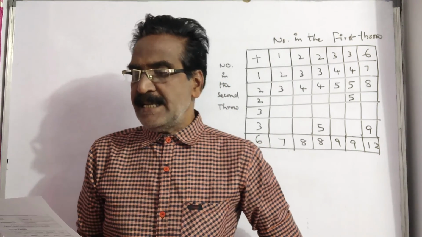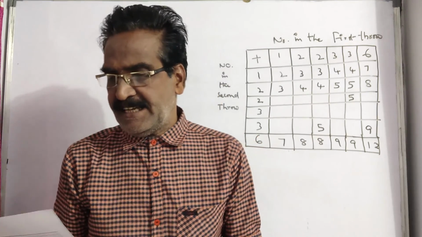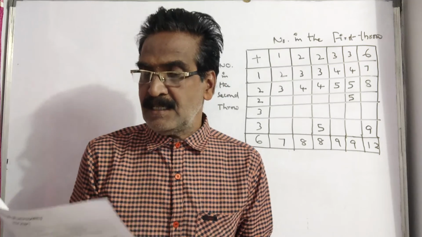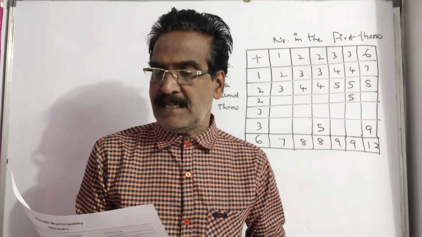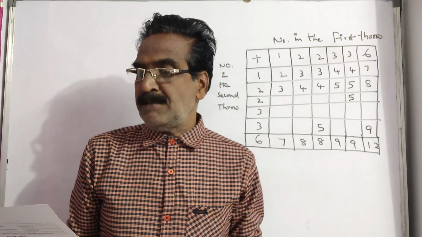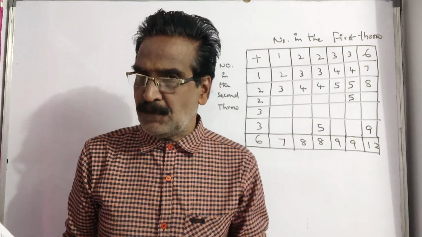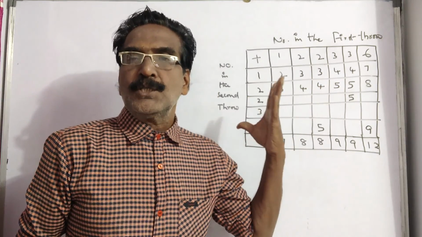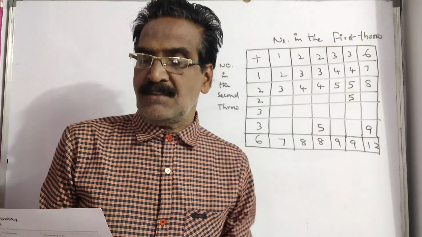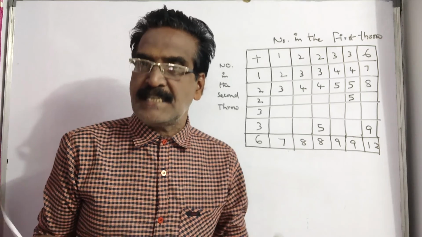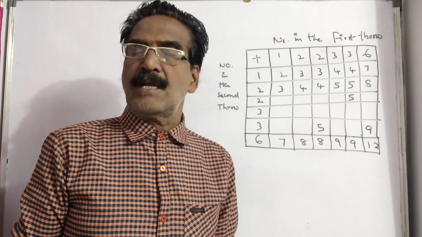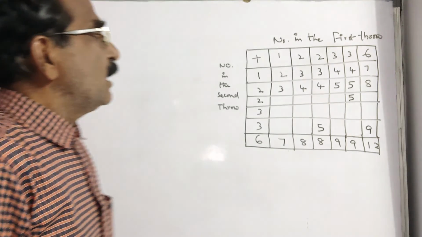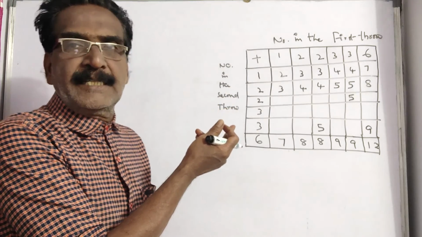2. A die is numbered in such a way that its faces show the numbers 1, 2, 2, 3, 3, 6. It is thrown 2 times and the total score in throws is noted. Here this table is given to you. Now we have to answer 3 questions. What is the probability that the total score is even? What is the probability that the total score is 6? And what is the probability of total score at least 6?